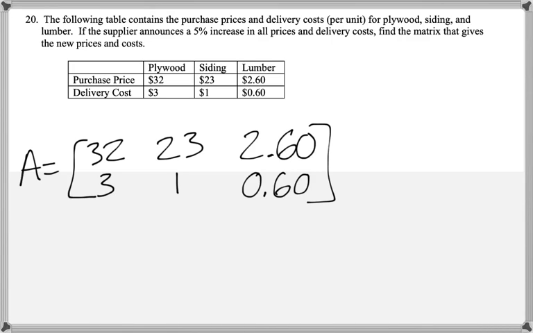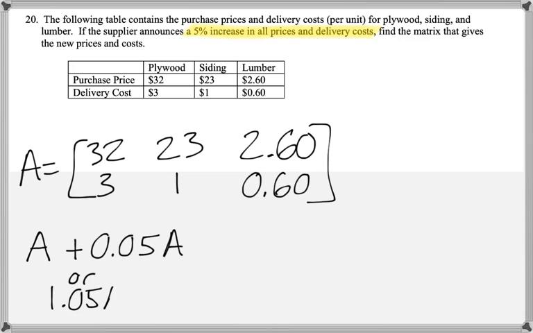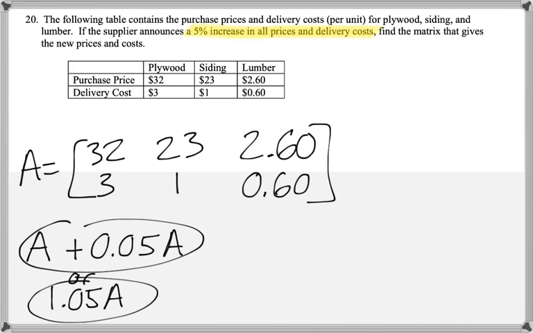So it says that there's going to be a 5% increase in all prices and delivery costs. So I want to take the original matrix A and then add 5% or 0.05 times matrix A. And another way to write this would be 1.05 times A. So either way is okay.